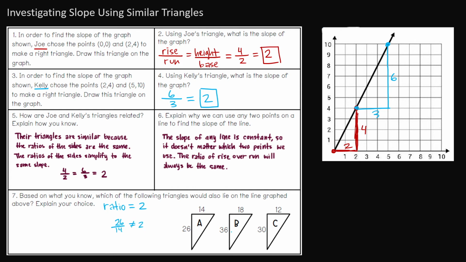If I look at triangle B, I see the height of 36, or a rise of 36, and a run of 18. 36 divided by 18 does equal 2. So I would say triangle B for that very reason. It's triangle B because its ratio of height over base, or rise over run, equals 2.